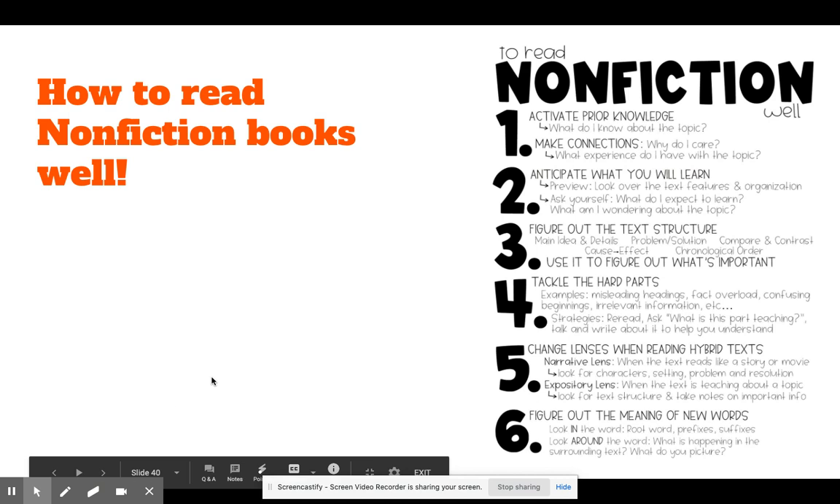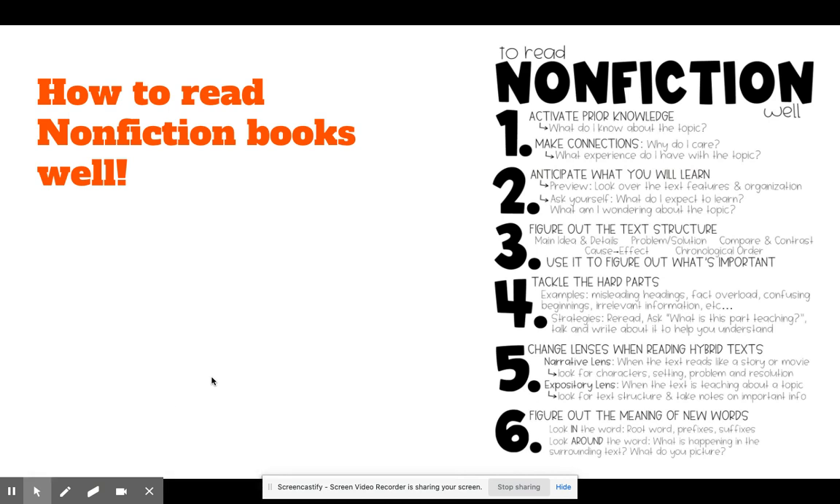As we think of the question that I posed, which was why are they so challenging, I want you to think about the anchor chart that we saw a couple of days ago, which was how to read nonfiction books well. Think about the steps. There's 6 steps. The first 2 steps we were able to learn and apply with our KWL chart, which was activate prior knowledge, make connections, and anticipate what you'll learn. Then we also figured out what text structures were being used in each passage.